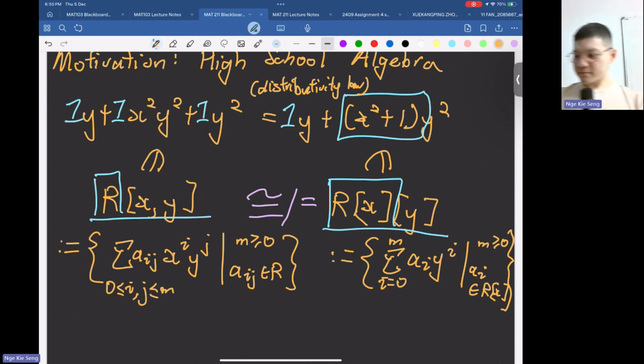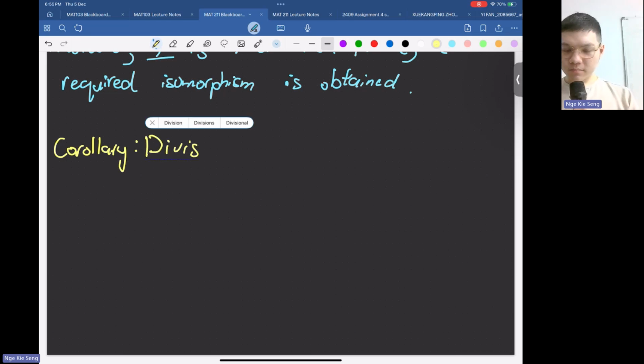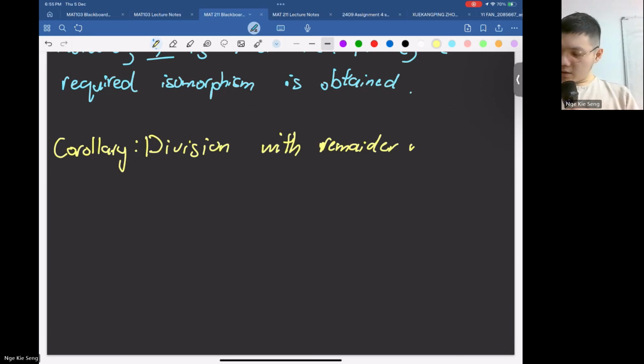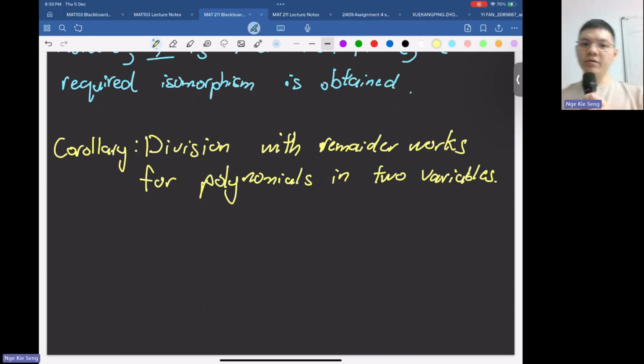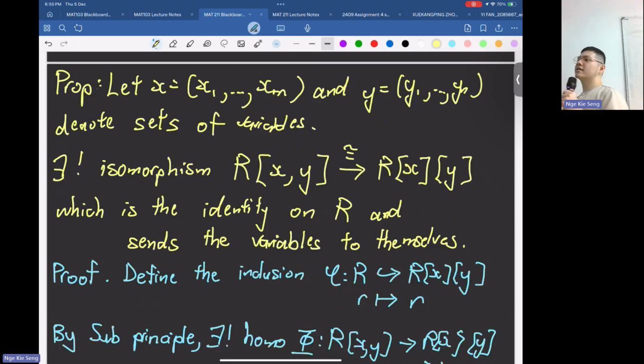Let's finish two more corollaries, and then I will let you go back. No more proof. So the corollary is that division with remainder will also work for polynomials in two variables. How is it a corollary? You know how to do division with remainder with one variable, but how does it work for two variables? This is a corollary, so it should follow from this proposition here.